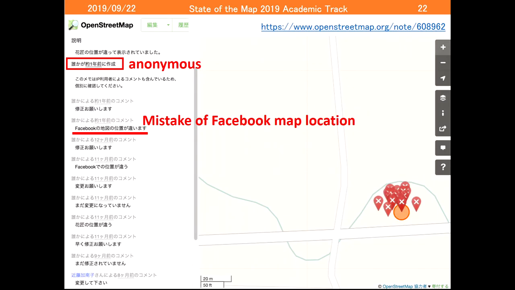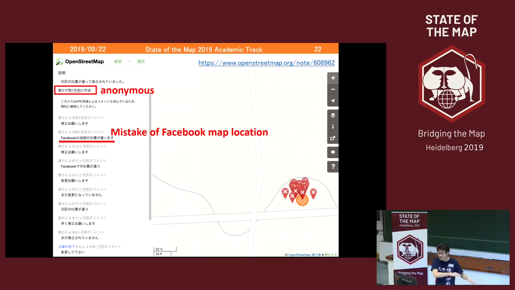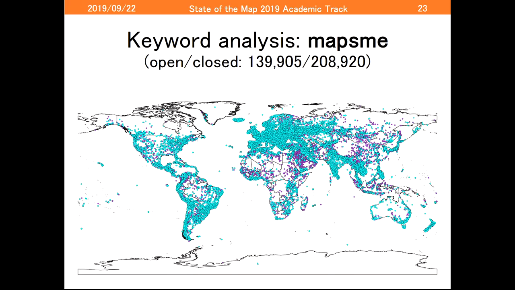For example, in the Japanese case, anonymous users posted by mistake via the Facebook map location. So this shows very many posts to the OSM notes function. So anyway, this is a Japanese case. However, the increase in anonymous posts via OSM notes in recent years may be because of Facebook-related things. And also, we can find it in the keyword analysis of the OSM text description.